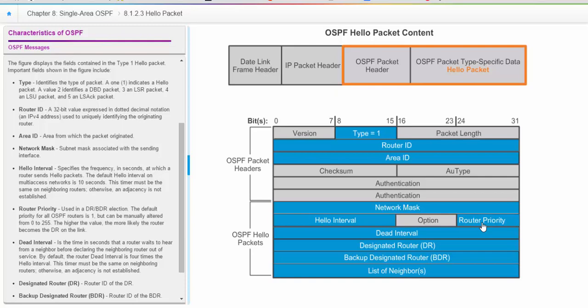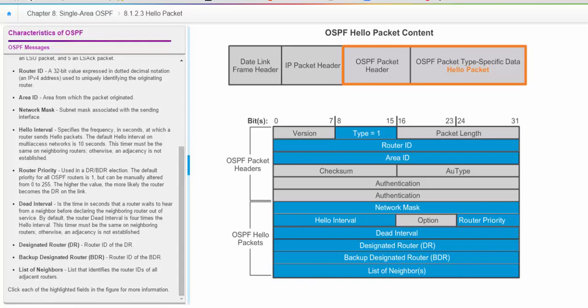You have your dead interval, and it's the time in seconds that a router waits to hear back from its neighbor before declaring that the neighbor router is out of service. That's how it knows when a router has gone offline. If it hasn't heard back from it in a certain amount of time, then it assumes it's dead. It goes to its backup. If it doesn't hear back from it, then it moves on and it drops that link.